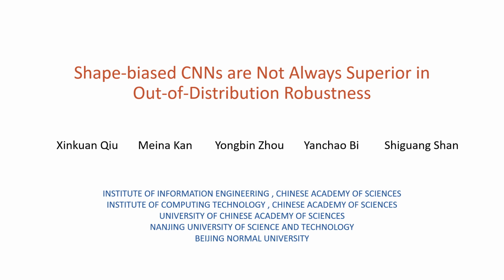Hello everyone, I'm Xinkuan from Chinese Academy of Science, and I'm here to present our work. Shape-biased CNNs are not always superior in out-of-distribution robustness.